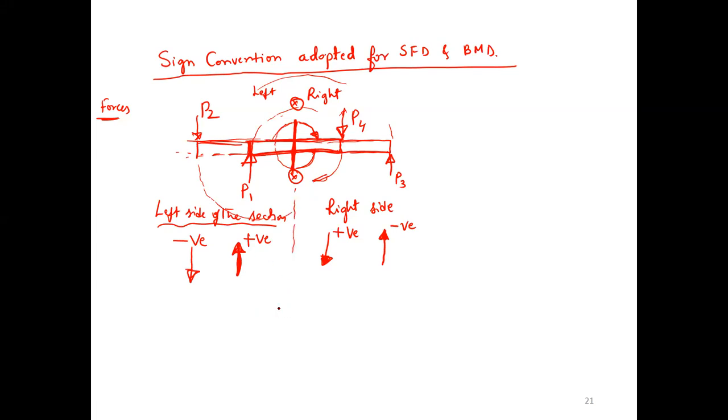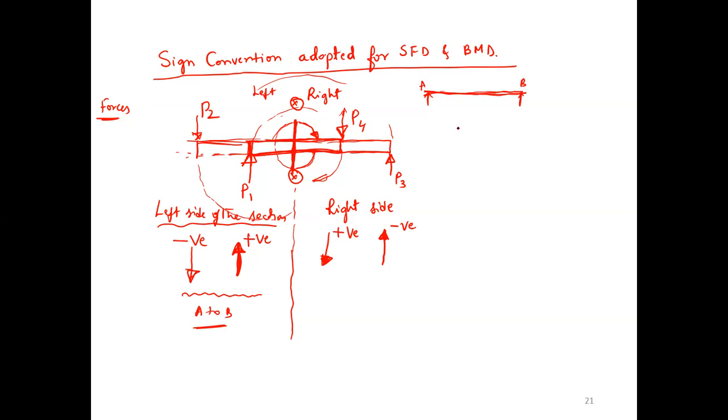This is a very important point. When you are analyzing a beam, you have two reactions, A and B. If you are starting your shear force analysis from left to right, that is A to B, what is your sign convention? When you are doing A to B, all upward forces are positive and all downward forces are negative.